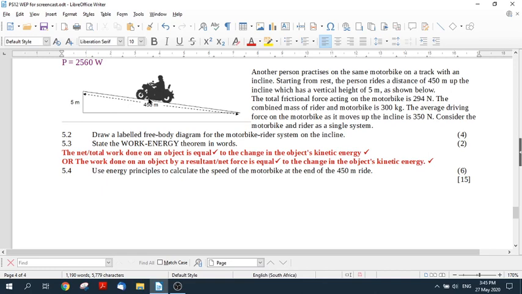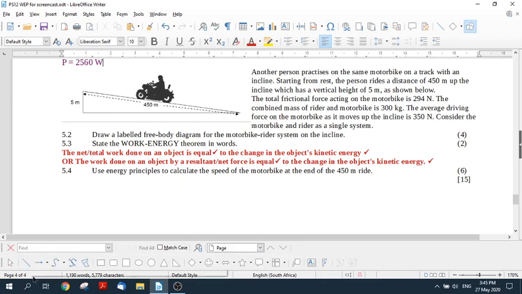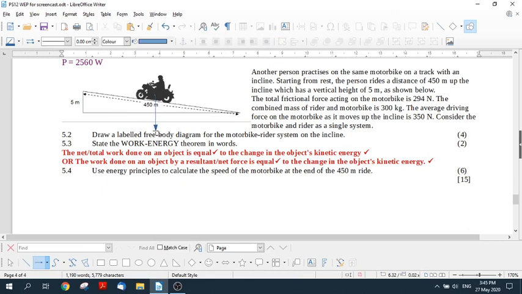Draw a labeled free body diagram for the motorbike rider system on the incline. So I'm going to do a rough sketch of this. The first thing we know is going to come in here is going to be FG. Now I can put these arrows in, but I can't label them. So there's FG. What else has he got? He has got friction, acting down the slope. So please label these arrows.